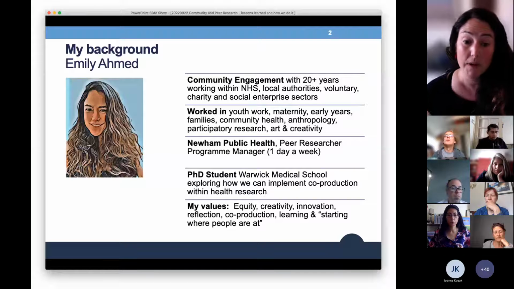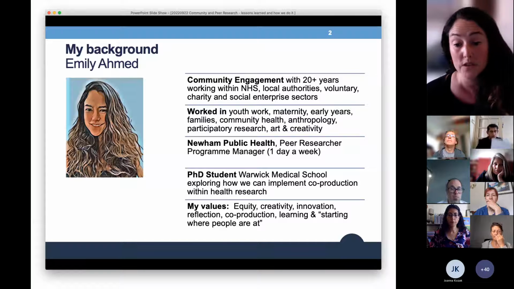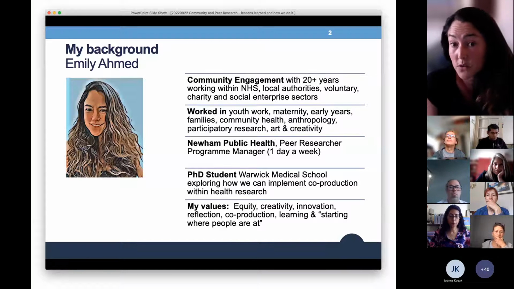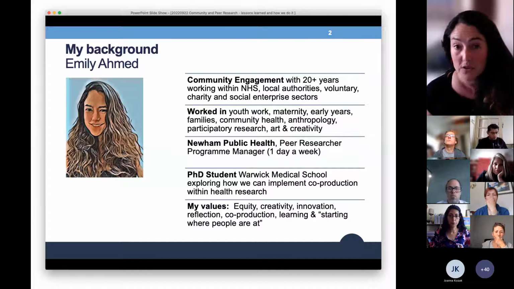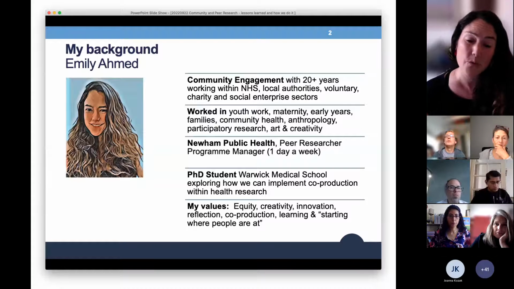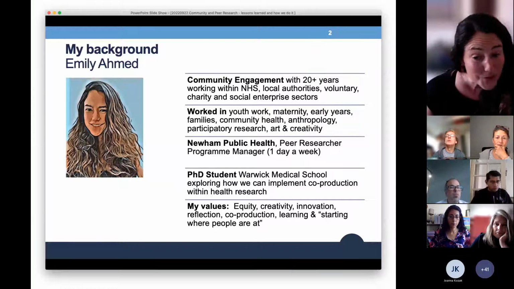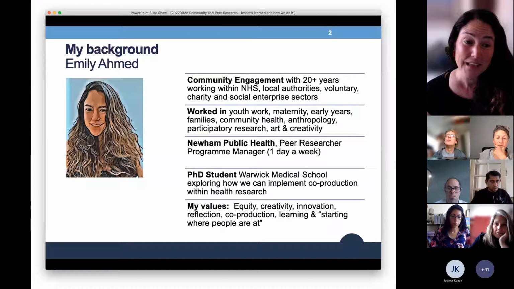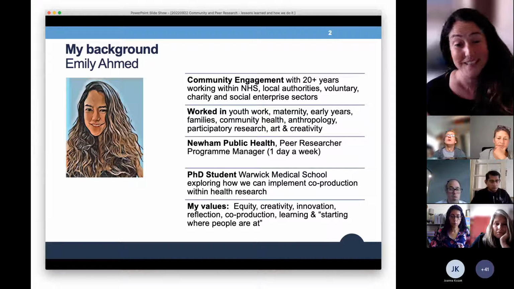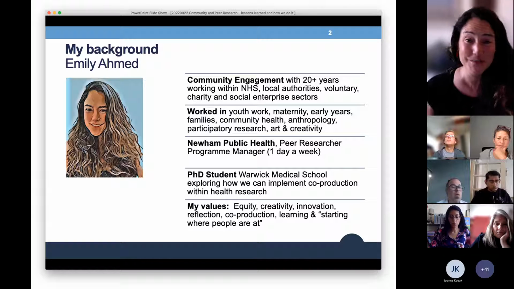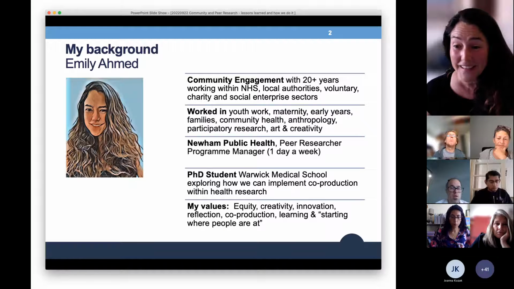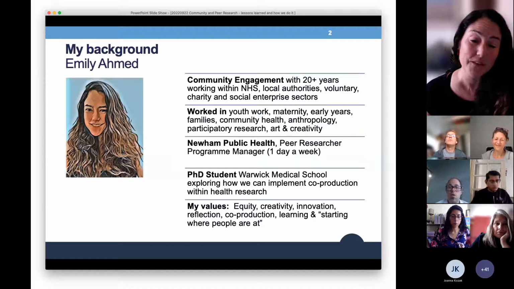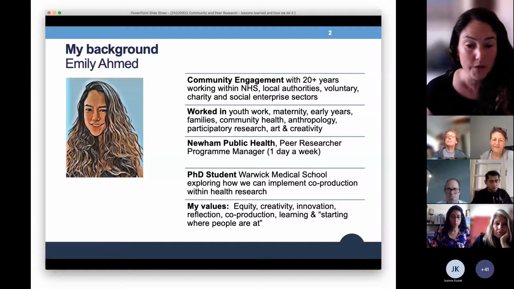And really importantly, my values. I think it's really important to share your values, because when we're doing this sort of work, self-reflection and thinking about your personal values really is core to it. So for me, it's about trying to work in as equitable a way as possible, to be as creative as possible. I really enjoy and try to push any kind of innovative working, and really importantly, to be really reflective where possible. So nothing is ever perfect. Most community engagement, co-production, participatory research is a little bit messy, and that's okay. It's not about doing things perfectly, but it is about reflecting on what we learn and who we are.